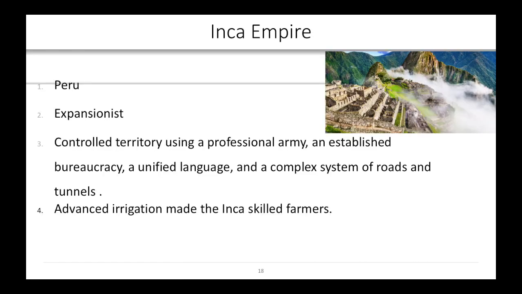So the Incan Empire was also expansionist like the Aztecs. They controlled their territory using a professional army. They were more centralized. They had an established bureaucracy, so closer to a modern state, and we'll see what that means in a bit. A unified language, and they also had complex systems of roads and tunnels, advanced irrigation as well.